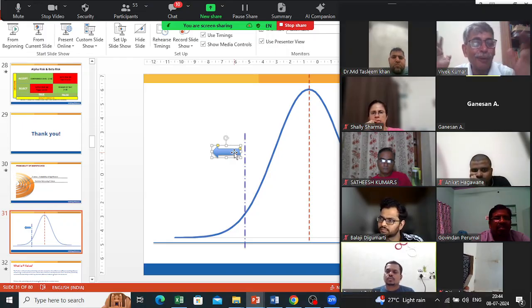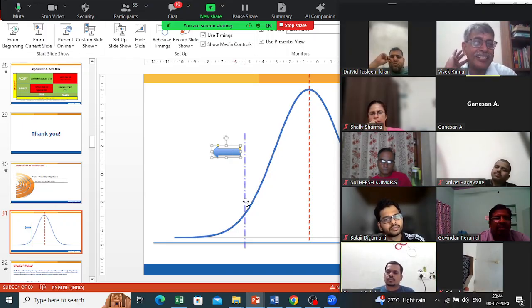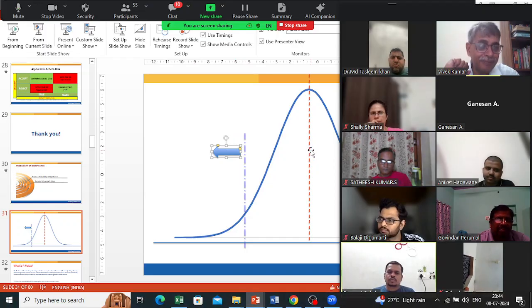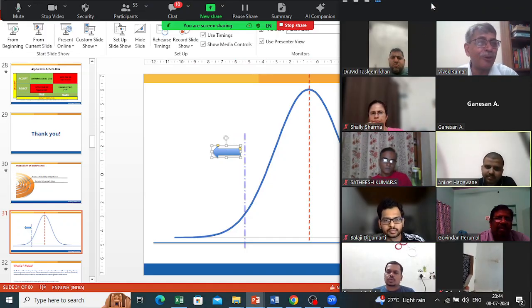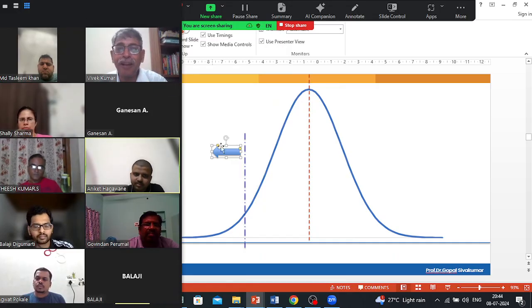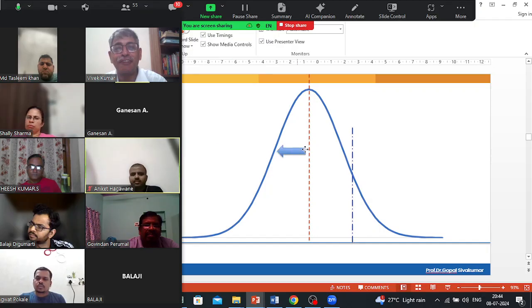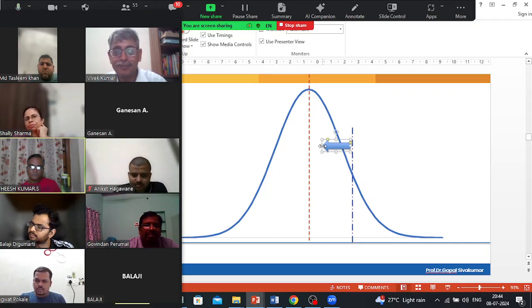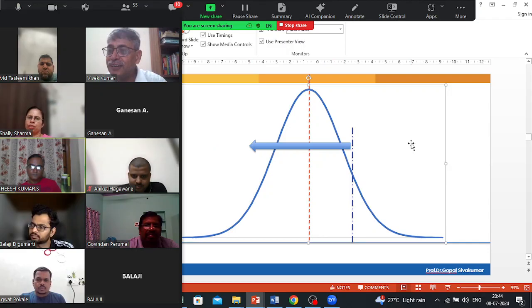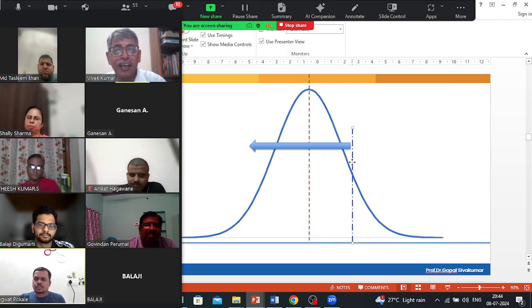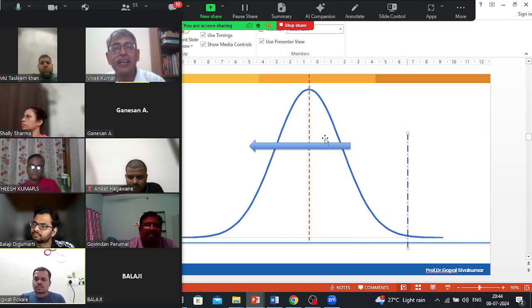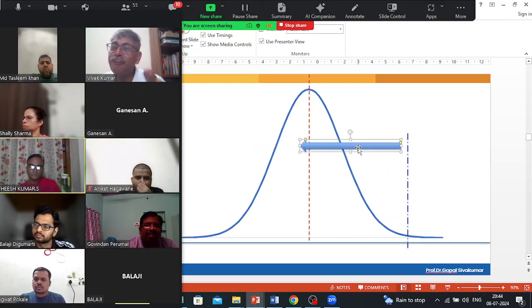Aniket, suppose I tell you that I have drawn this line in such a manner that 25% of the data is towards the left. Please tell me how much data is towards the right? 75%. If I am drawing this line in such a manner that 60% of the data is towards the left, how much data is towards the right? 40%. If I draw this line such that 95% of the data is towards the left, 5% is towards the right.